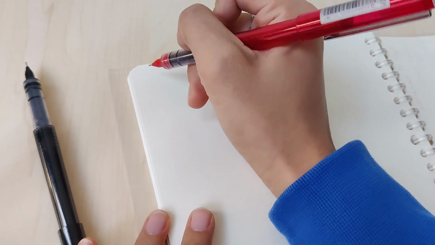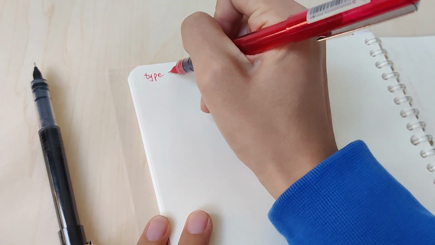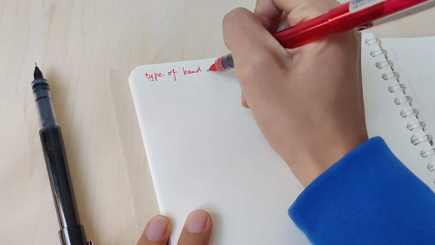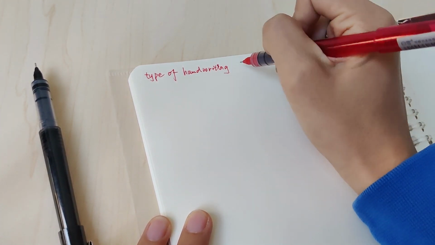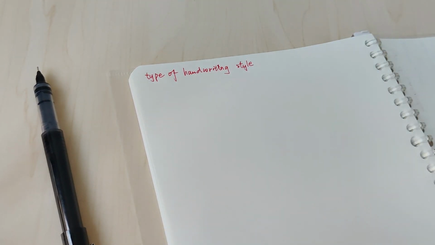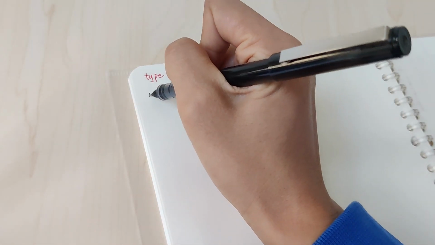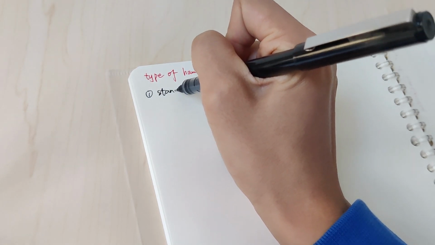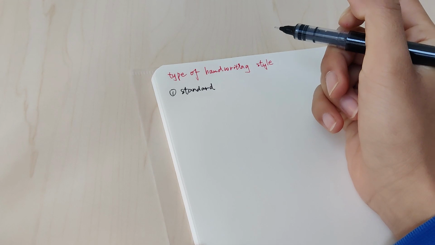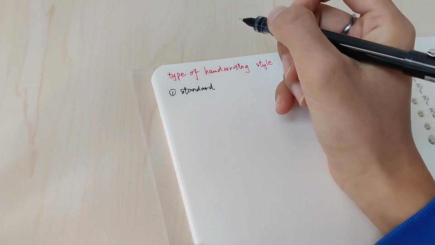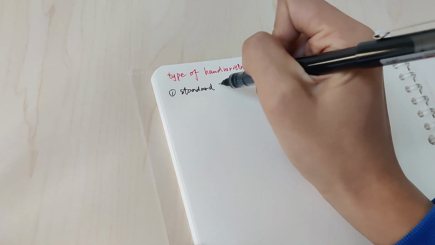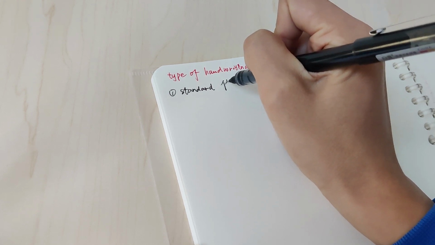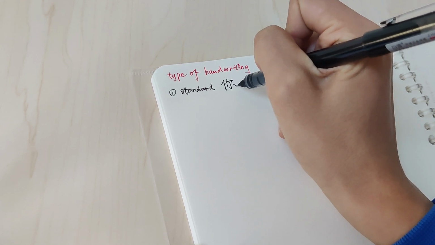Types of handwriting style. The first type, of course, is very standard. For example, let's try to write ni, like ni hao, the ni. The standard one goes sharp and clean. Okay, it's very sharp and very clean.